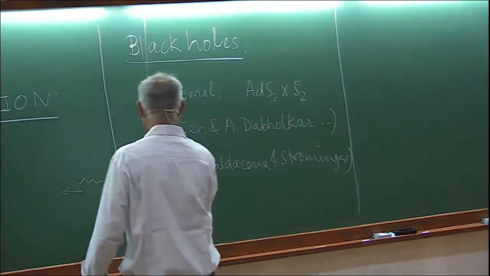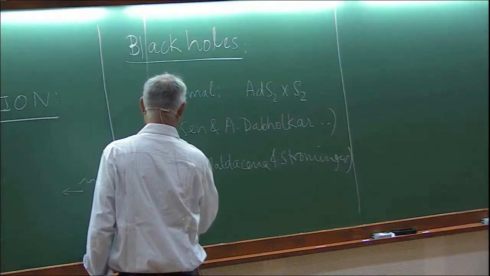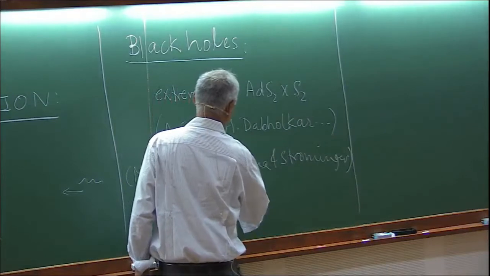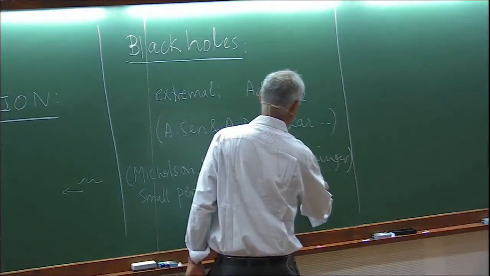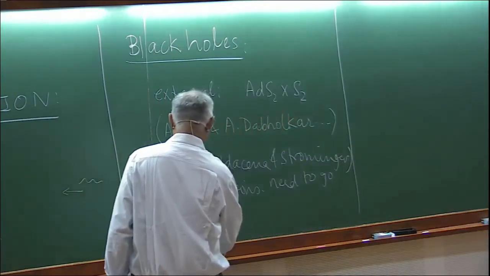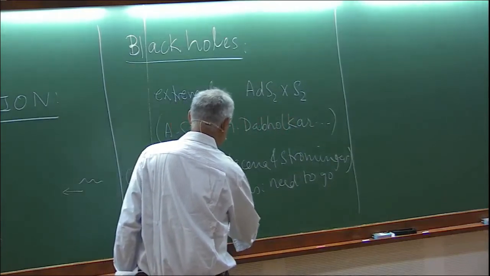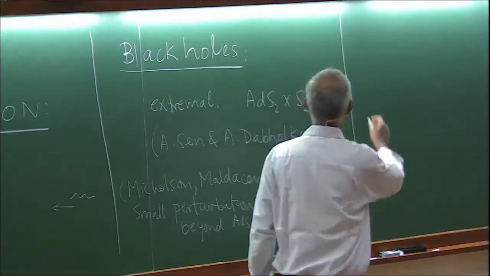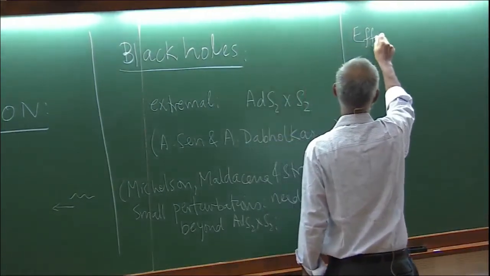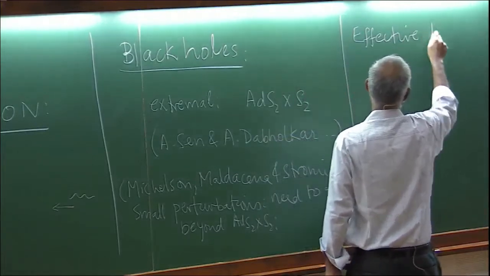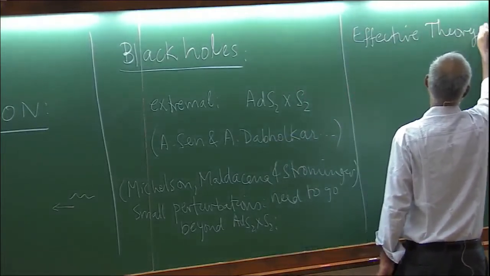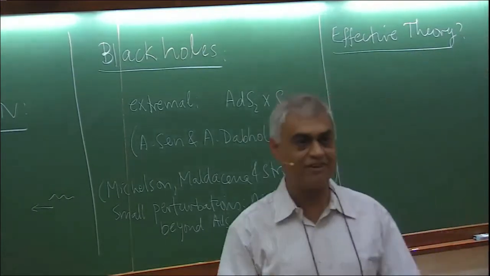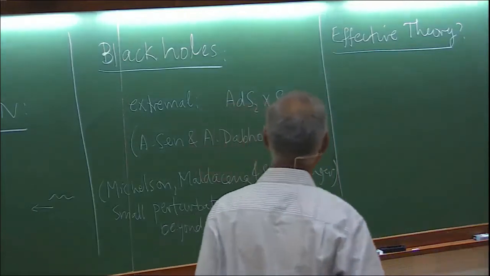So for small perturbations we need to go beyond AdS2. But what is the effective theory? This was not very well known until recently, when, in two ways, there have been very interesting developments that have come together.